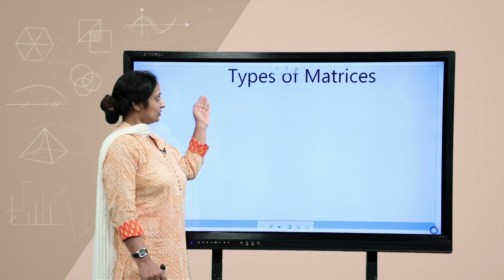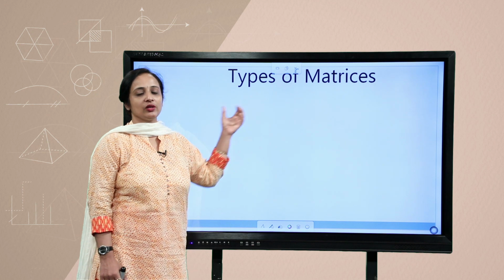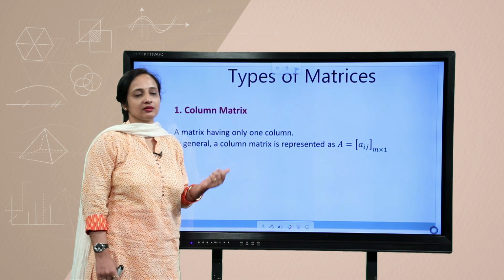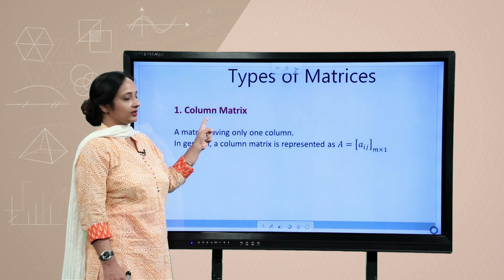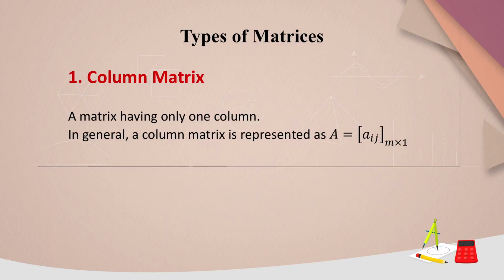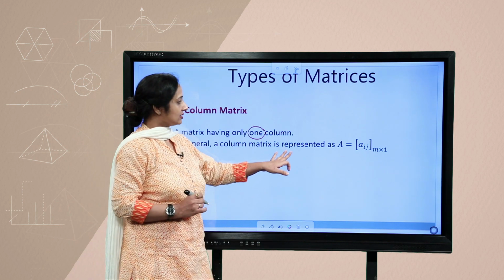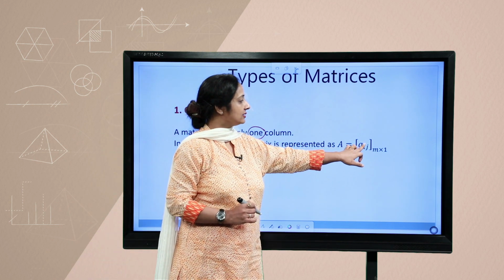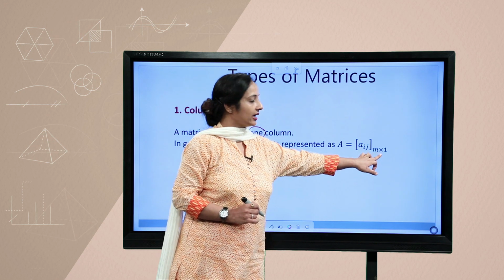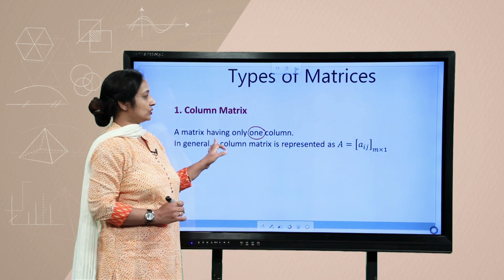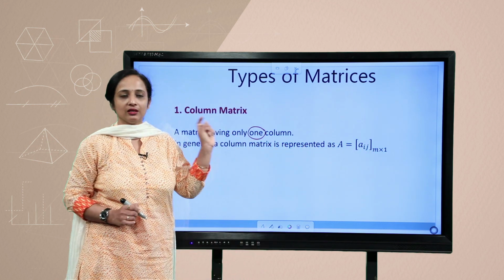So next we are going to study types of matrices. We have different types of matrices depending upon their order or elements. So first is column matrix. A matrix having only one column, just a single column, is known as a column matrix. For example, a column matrix is represented by A is equal to [aij] m by 1. It is going to have many rows but a single column.